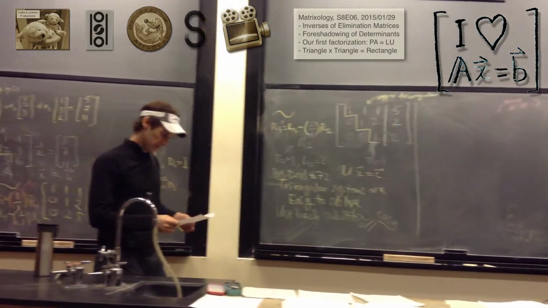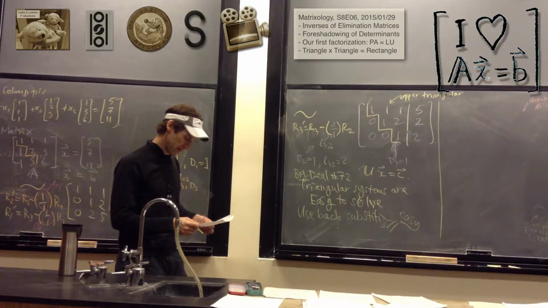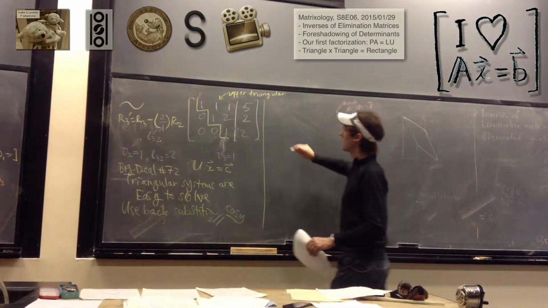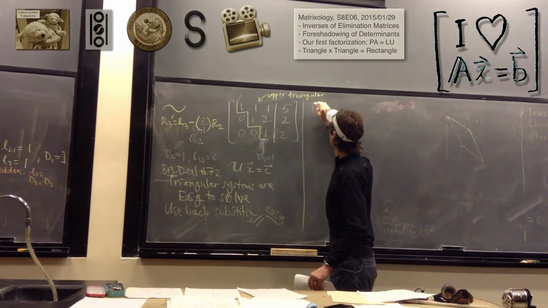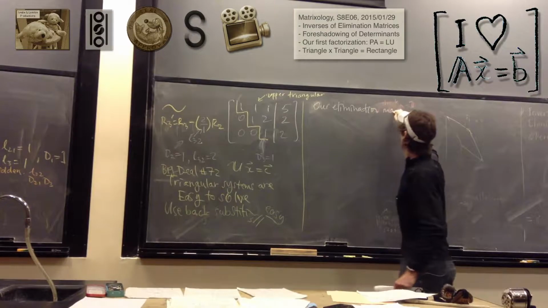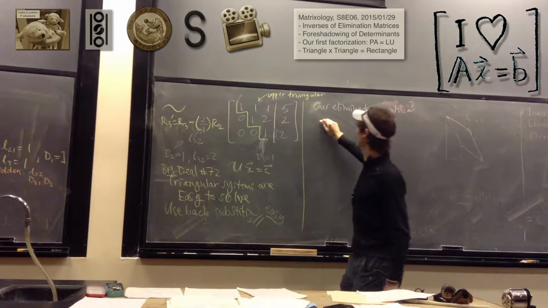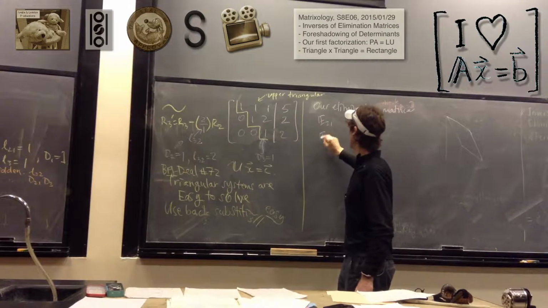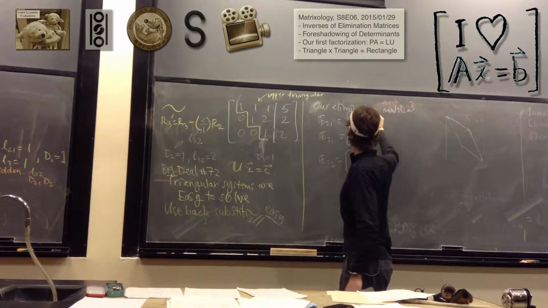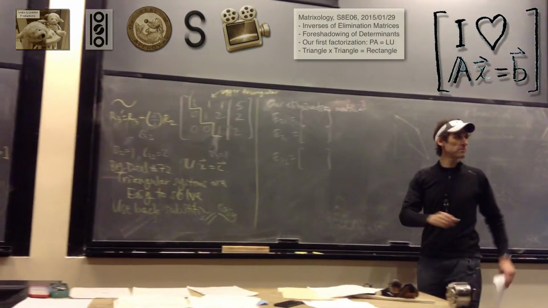Yes. So let's put things together here. We had elimination matrices. Let's write down what they were. Our elimination matrices are these things: there's an E21, E31 and E32. You should write them down. A lot of space there. Write them down.